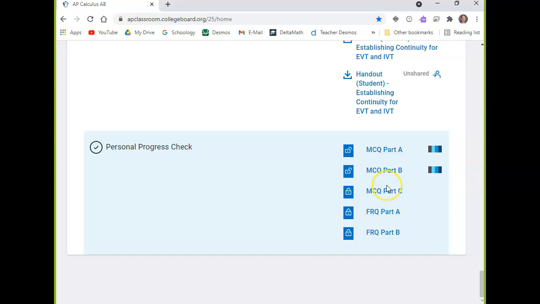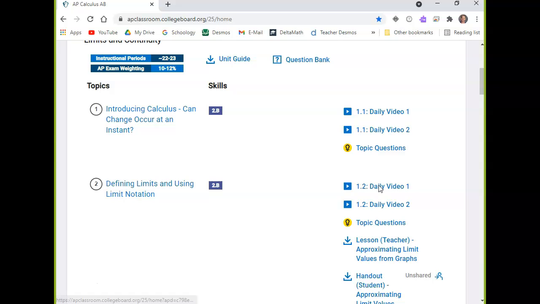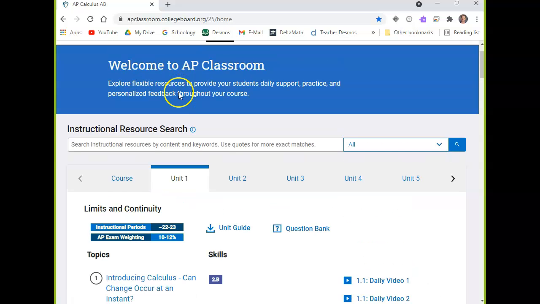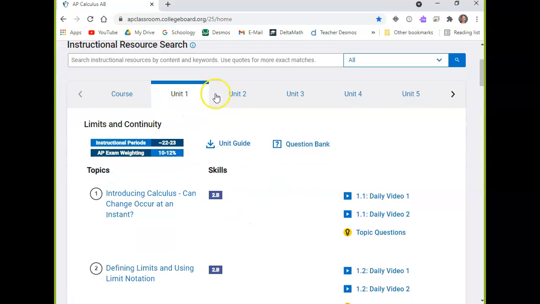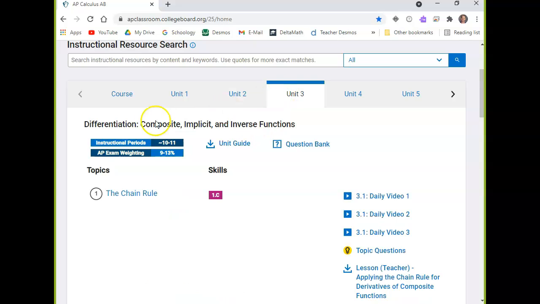Now, I'm not saying you have to do these. This is completely optional. But if you want to start reviewing, and maybe it's unit 1 on limits and continuity, maybe you're really not confident on that. If you go to unit 2, and you're more confident in the definition of the derivative or the application of composite, implicit, and inverse functions, you can pick which ones you want to choose to do. So those are options for you.